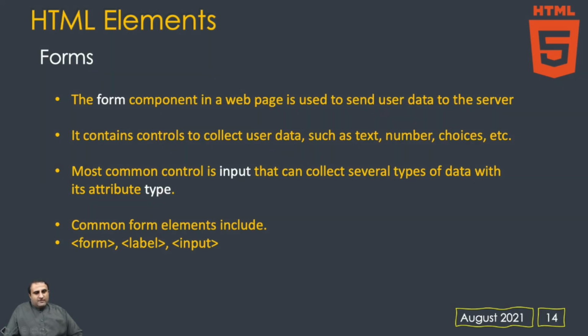And then finally, we will talk a bit about forms. A form is a mechanism to submit information from the client side to the server. At the parent level, we have the form tag, which can send the data to the server. Inside the form, we have several form controls which can collect the data, for example, text, number, choices, etc.